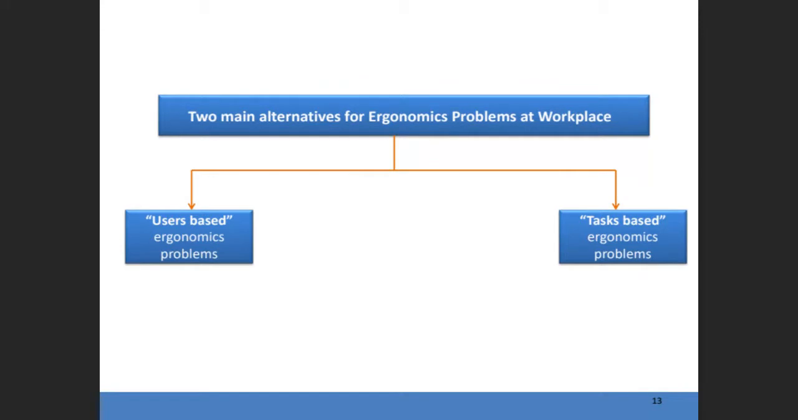There are two main alternatives for ergonomics problems at the workplace. Meaning we have two types of problems, mostly, that we need to deal with in the workplace. The first one we call task based. The second one user based. This one originates from the task, and here it originates from the user, the worker or employee. Okay. Either a user based ergonomic problem or a task based ergonomic problem.